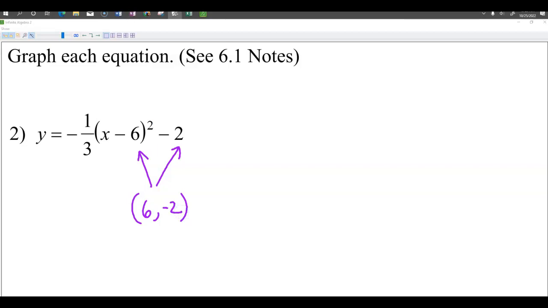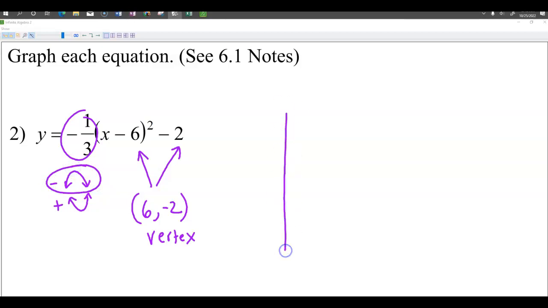Notice that I changed the sign of the 6 though. You do the opposite sign of that number, and that's what makes up your vertex. The next thing that we're going to look at is this number. If it's negative, that means it's going to be an upside down parabola, and if it's positive, it's a right side up parabola. So in this case, we're going with the upside down parabola because it is negative. So a rough sketch of this would have a vertex at 6, negative 2, and it would be an upside down parabola. So it would look something like that.